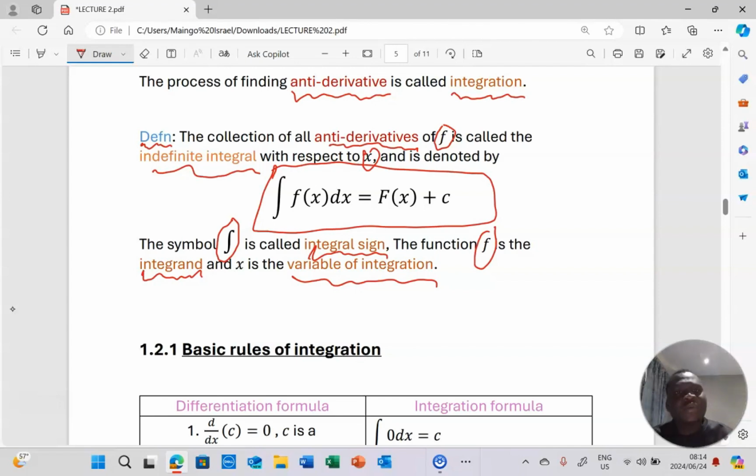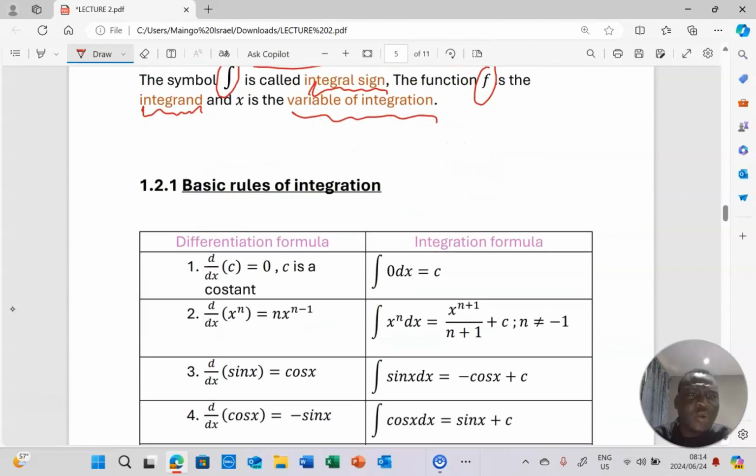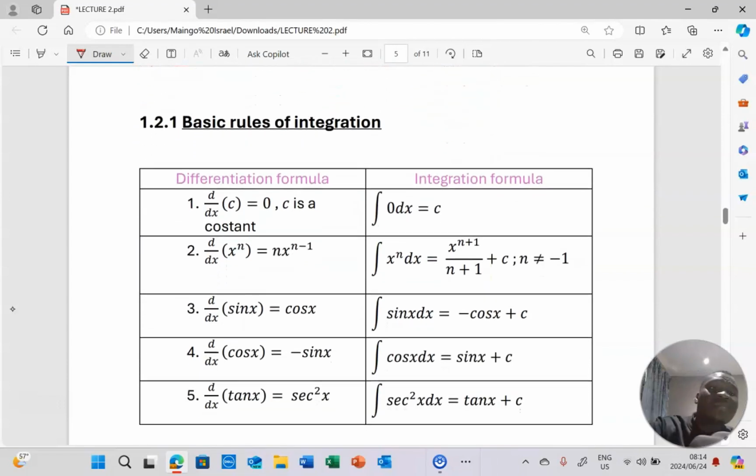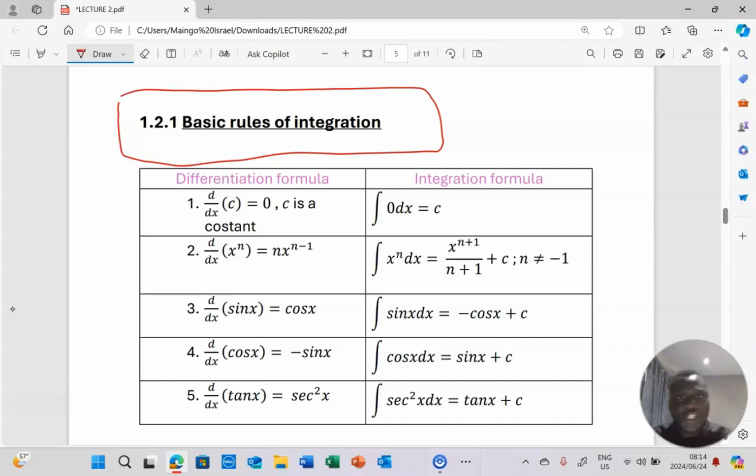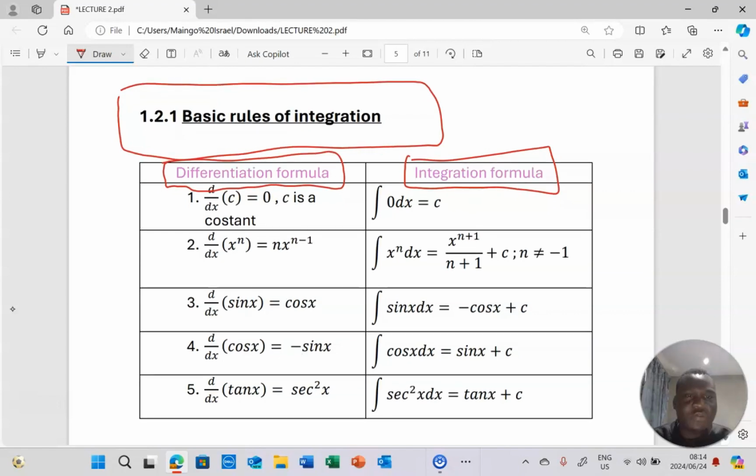Remember that the process that we were doing in the first lecture, of finding antiderivative, is given a name called integration. So let's look at the basic rules of integration. There are some rules that we must take into consideration. We'll be looking at integration formula versus differentiation formula.